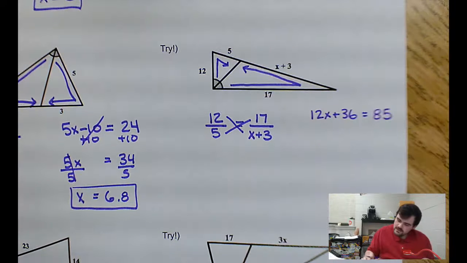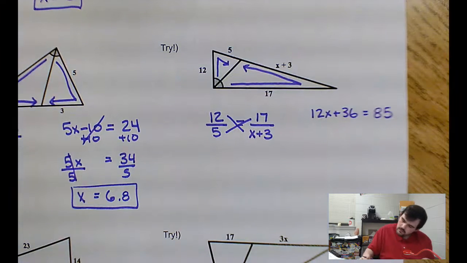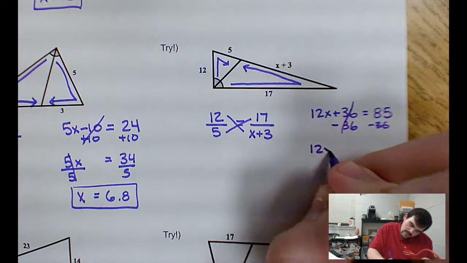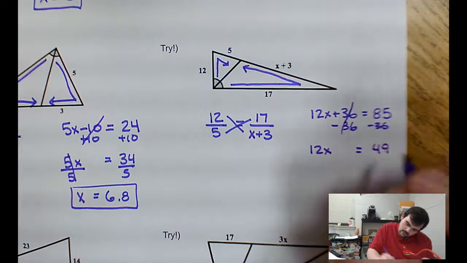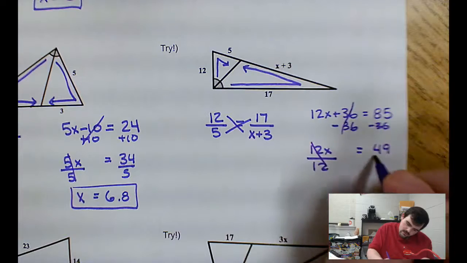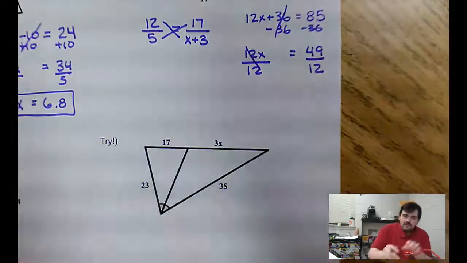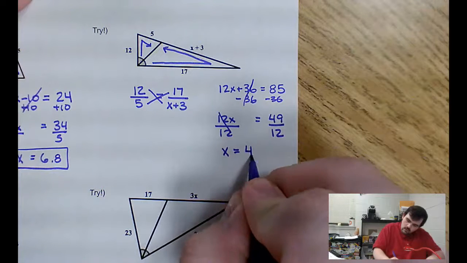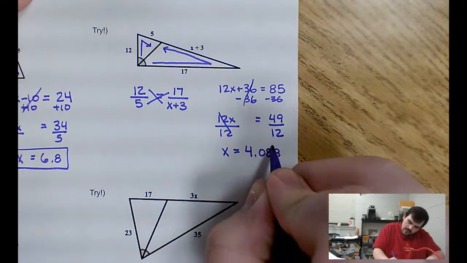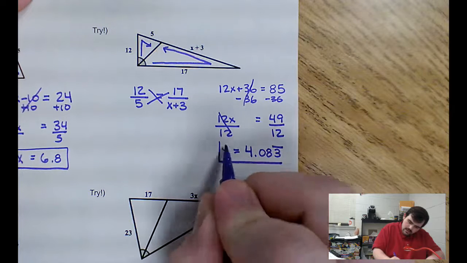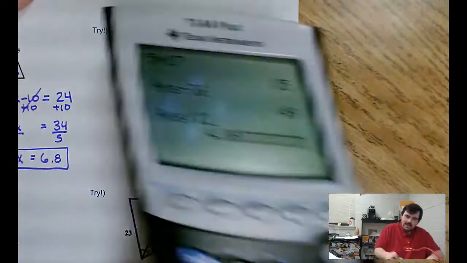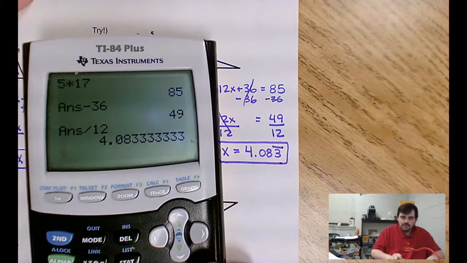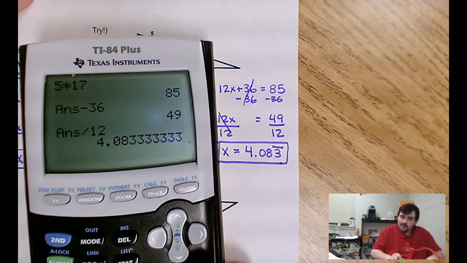And we're going to subtract 36, and that gives us 12x equals 49. And then if I divide that by 12, that leaves me with x equals 4.083 repeating, with just the 3 being the thing that repeats. So yeah, I can get the exact answer. 4.0833333333. Just put the bar over the 3, okay?